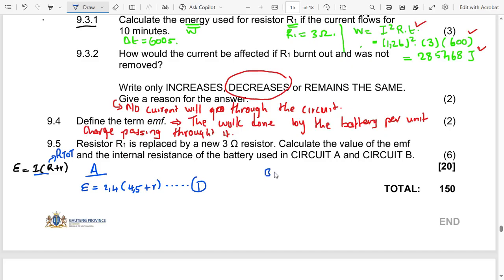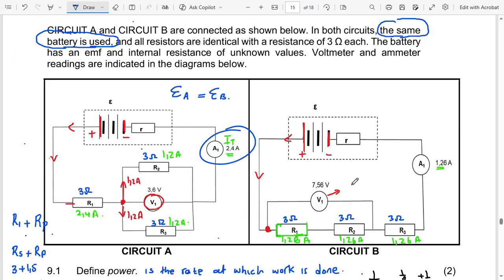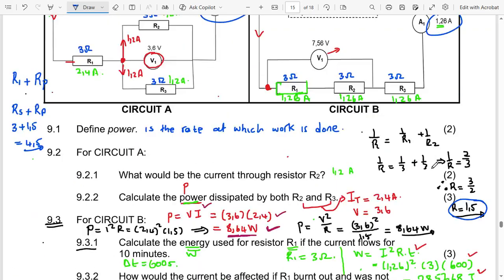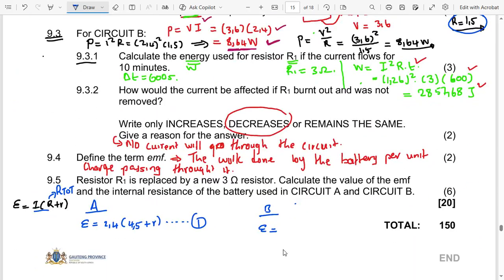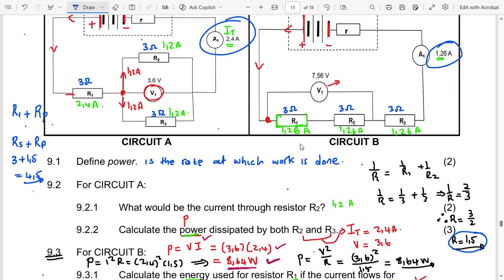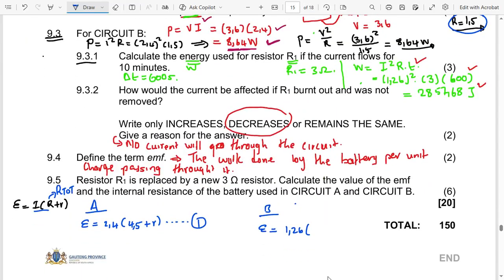And then I'm going to do the same for B. E is equal to the total current for B. It was 1 point something, so the total current is 1.26. Then let me sub in that value. So this is 1.26 into the total resistance. We just have to add all this resistance. The total will be R1 plus R2 plus R3 since they are connected in series. So it will be 3 plus 3 plus 3, which gives us 9. So this will be 9 plus R.